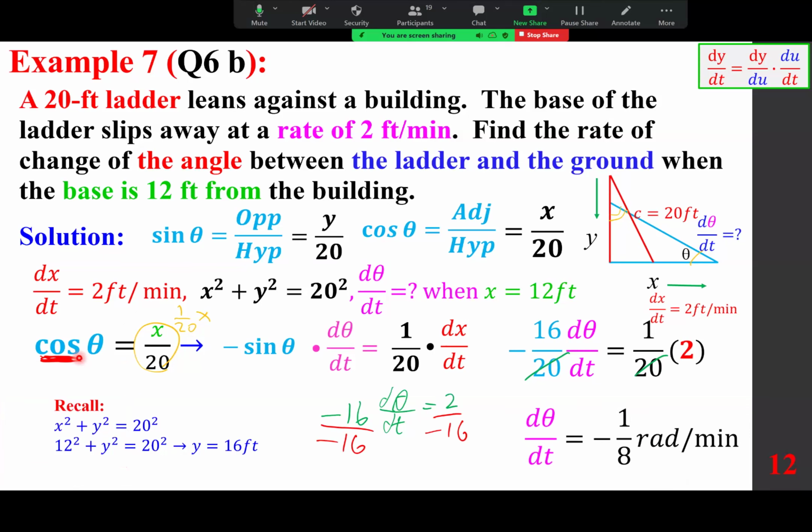Now, the units of theta over units of time, and units of theta, it is always in radians in calculus, unless otherwise mentioned. So negative 1 over 8 radians per minute. Again, as x increases, theta decreases. That's why it's negative.